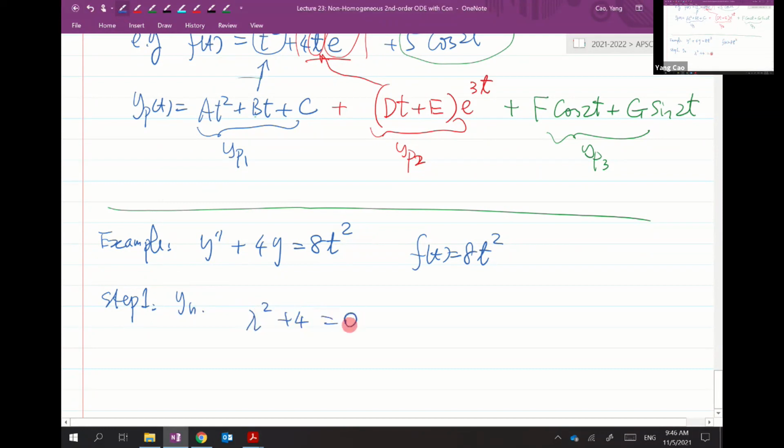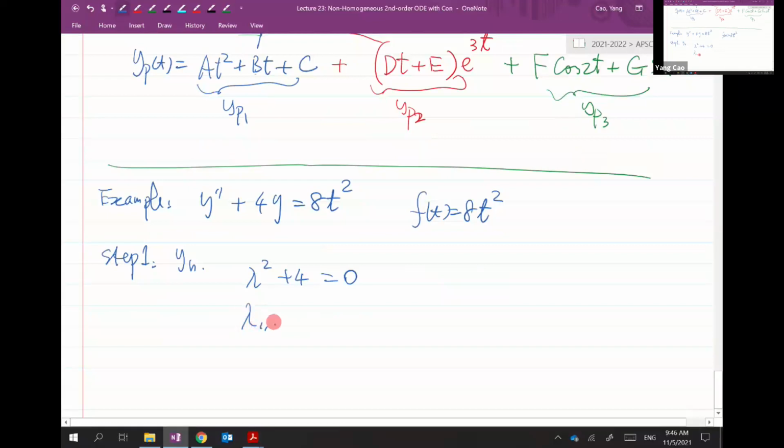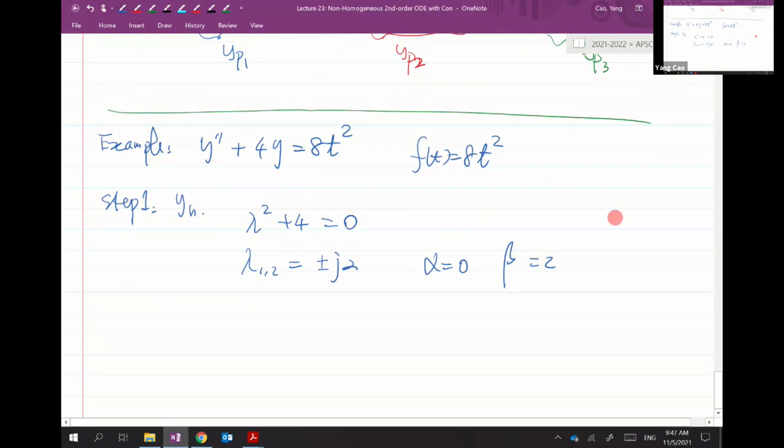Okay, homogeneous function. Construct the characteristic equation. So lambda squared plus 4 equals 0. You get 2 solutions which are complex conjugate roots, positive and negative j2, which means alpha is 0 and beta is 2. So your real part is 0, imaginary part is positive and negative 2, but we call the 2 as beta. So according to the solutions for the complex conjugate roots, you get C1 cosine 2t plus C2 sine 2t.